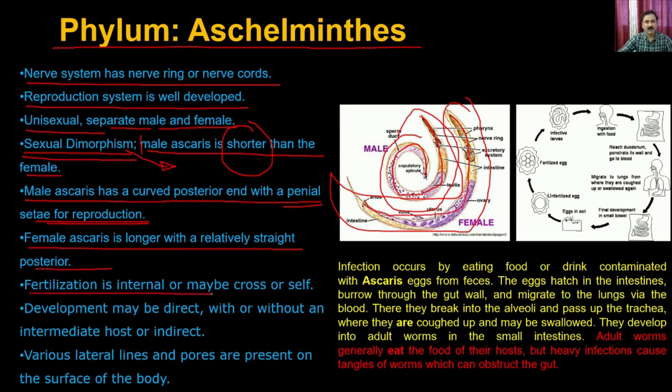Fertilization is internal, and may be cross or self. Development may be direct, without any intermediate host, or indirect. Various lateral lines and pores are present on the surface of the body.